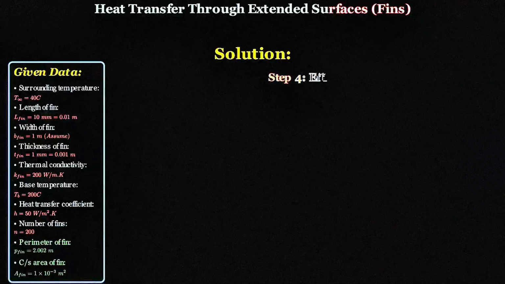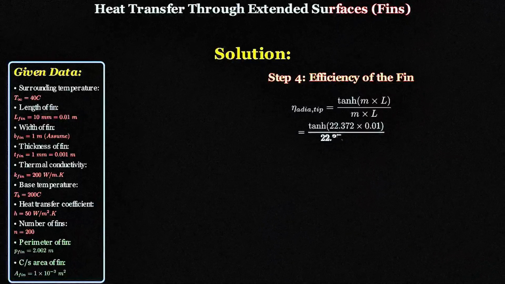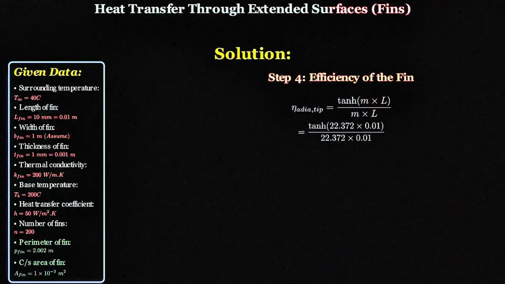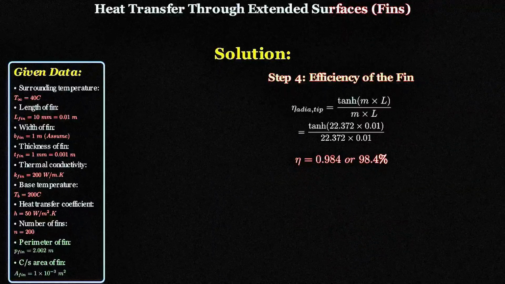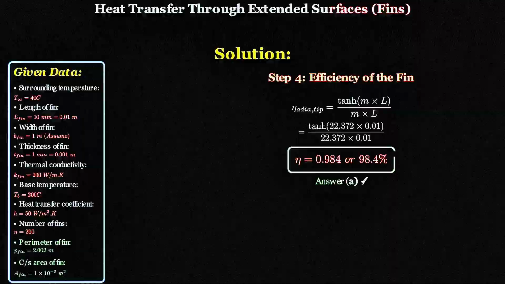Step 4. Calculate the efficiency of the fin. This answers part A of our problem. For a fin with adiabatic tip, the efficiency is eta equals hyperbolic tangent of m times L divided by m times L. Plugging in our values, hyperbolic tangent of 22.372 times 0.01 divided by 22.372 times 0.01.